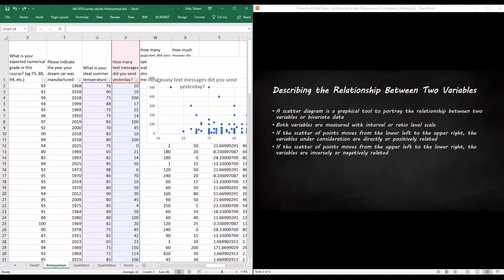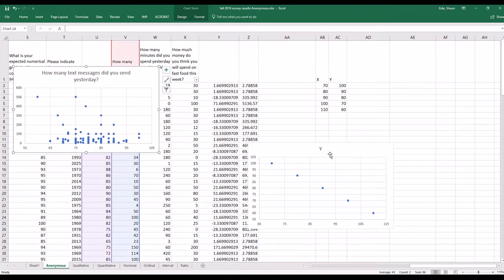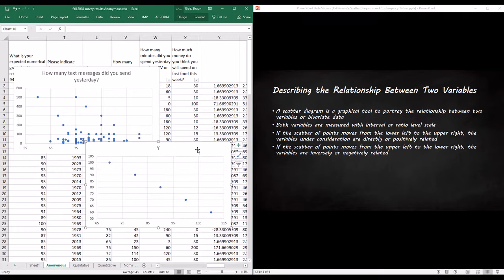Okay. So if the scatter points move from the bottom left corner to the top right corner, then the relationship is considered to be positively related or directly related. Okay, if the scatter plot points move from the upper left corner to the bottom right corner, then it's considered to be negatively or inversely related. Okay, so in my made-up scenario with the text messages and the temperature, that would be said to be negatively related. Okay, negatively related. So let's take a little quiz here.